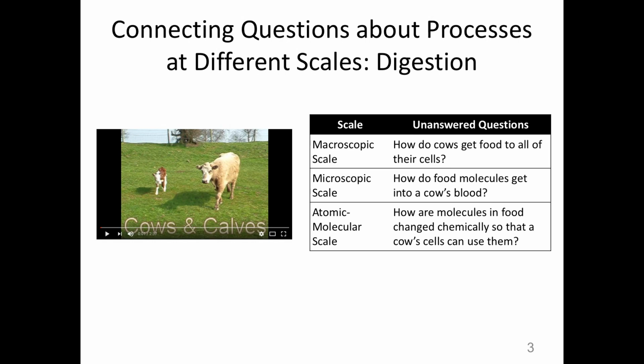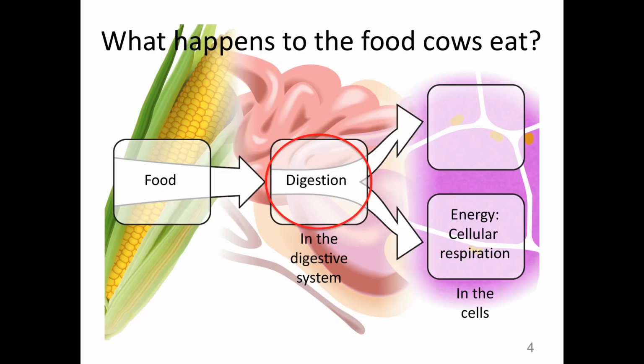And then we know that at the microscopic level, we are going to be looking at how food can get into a cow's blood. So that's something a little bit more detailed than what you would see at that macroscopic level. And then we're going to look at today how molecules can change as they enter into the cow.